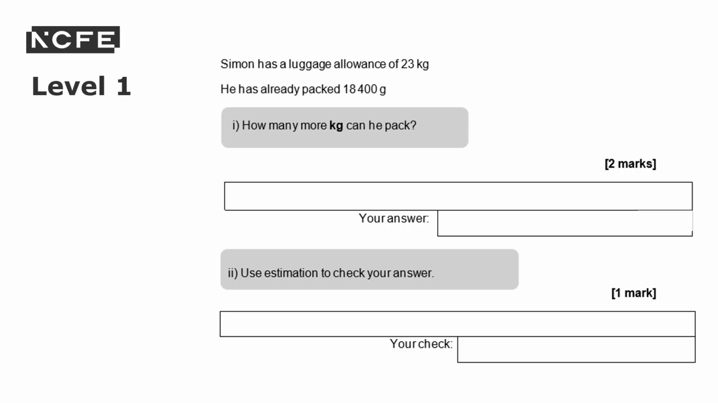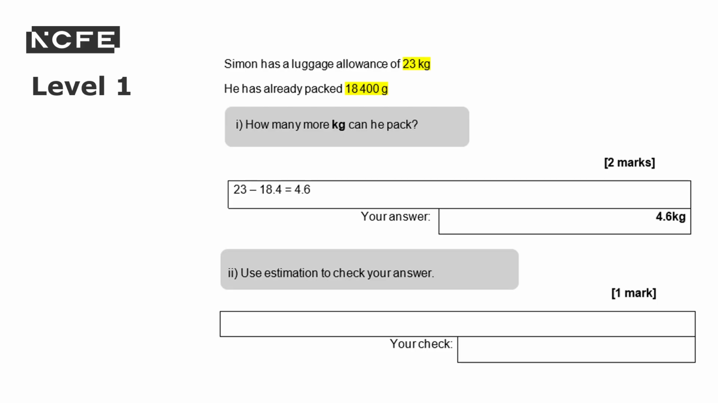So here we have a level 1 example. Simon has a luggage allowance of 23 kilograms. He's already packed 18,400 grams. How many more kilograms can he pack?